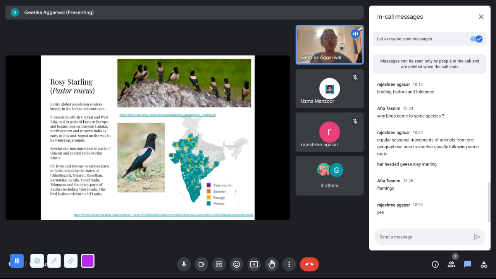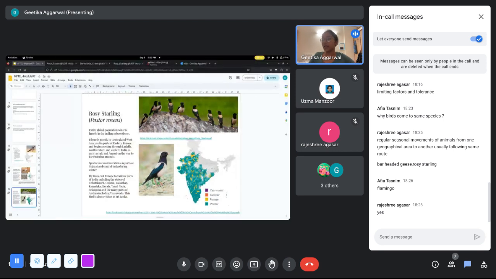And you would have seen these murmuration videos of starlings that are posted on YouTube that are found in Europe, but you can also find these spectacular murmurations in Gujarat and in central India during winter, when these rosy starlings are here in India as their wintering grounds. And as you can read here, they fly from East Europe to central parts of India. They are found in states of Chhattisgarh, Gujarat, Rajasthan, Karnataka, Tamil Nadu, Telangana, many parts of Andhra Pradesh. So they cover almost the entire of India.